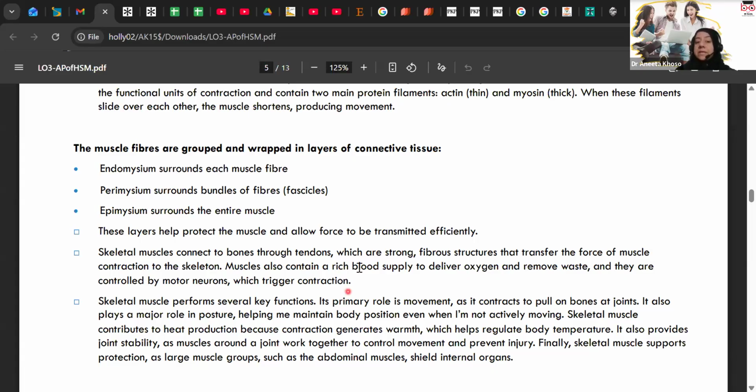Skeletal muscle performs several key functions. Its primary role is movement, as it contracts to pull on bones at joints. It also plays a major role in posture, as I mentioned earlier, helping you maintain body position when you're not moving actively. Skeletal muscle contributes to heat production because contraction generates warmth, and this helps regulate the body temperature. It also provides joint stability, as muscles around a joint work together to control movement and prevent injury. Finally, skeletal muscle supports protection, as large muscle groups such as abdominal muscles shield internal organs.